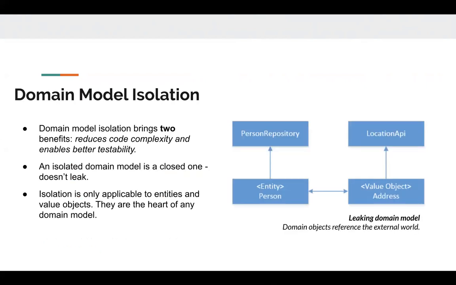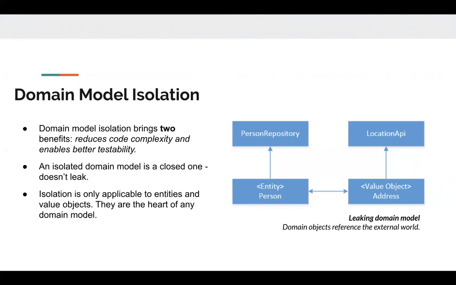Okay. So after you've identified your boundary, you've identified your model, you need to work on isolating it. All right. So this is kind of a repeat of what we talked about, but it gives a little bit more visual on it. Here's an example on the right of how you could have a leaking domain model where domain objects reference the external world. So a domain object is represented here as an entity and a value object. So you have a person entity, which has a value object of an address. Well, we'll speak more on what those different types are later.